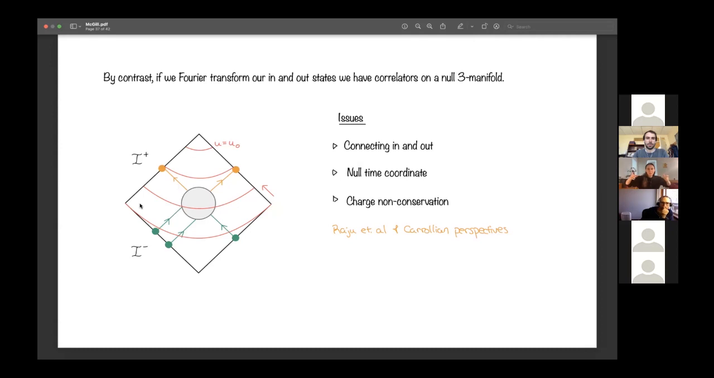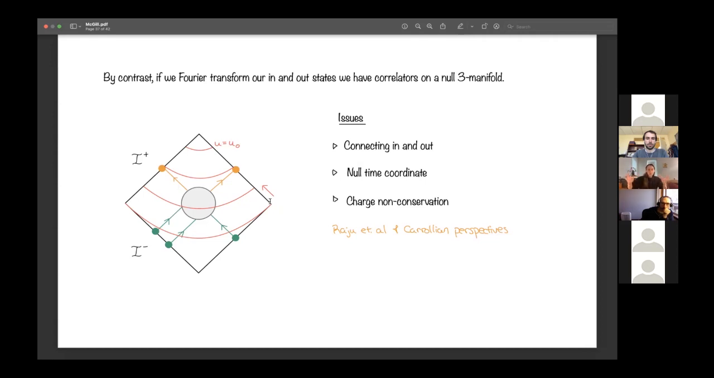You need to basically impose this antipodal matching, which would look kind of acausal, I guess. And you have these null time coordinates. You also have charge non-conservation because things can flux through. And so the notions of the charges that are there aren't conserved, because you see that there's a flux balance law. So that is just a kind of contrasting of different ways of viewing this flat space hologram.